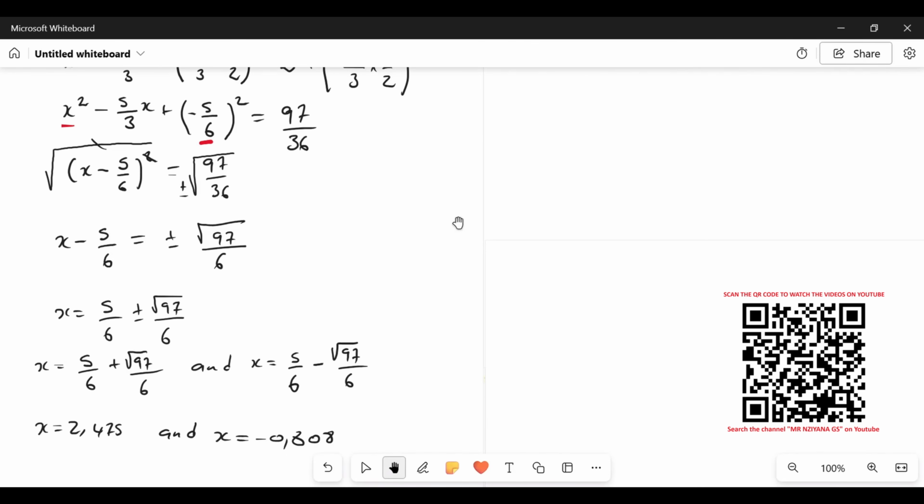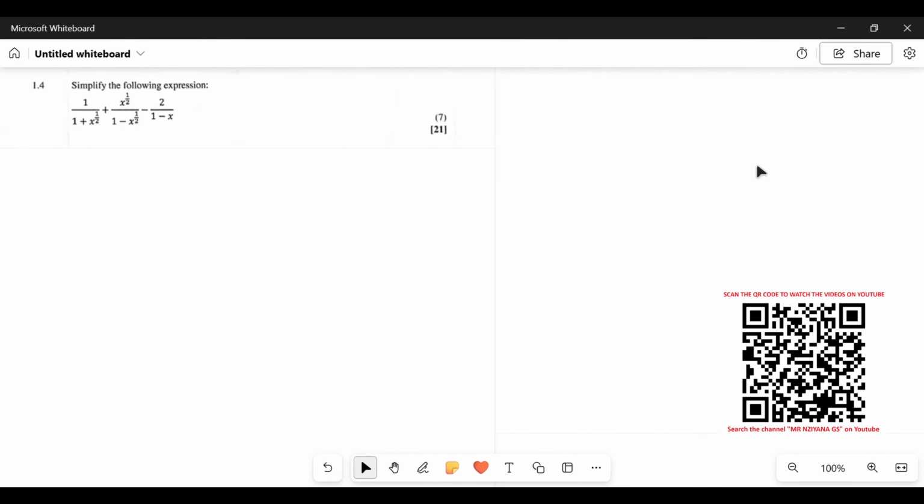Let's do the last question on question 1, which is 1.4. All right. Now let's look at 1.4. Now this question, they just want us to simplify the following expression here.